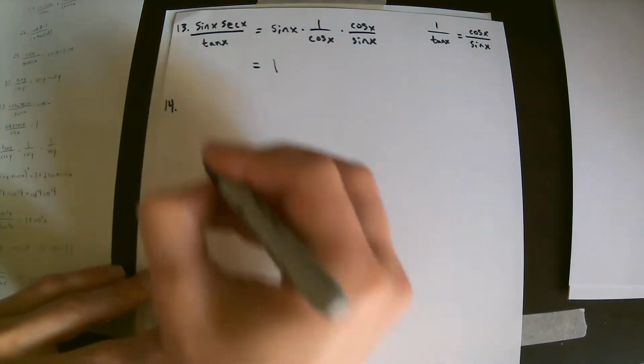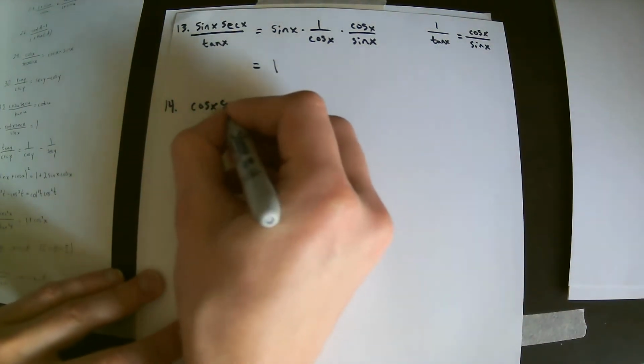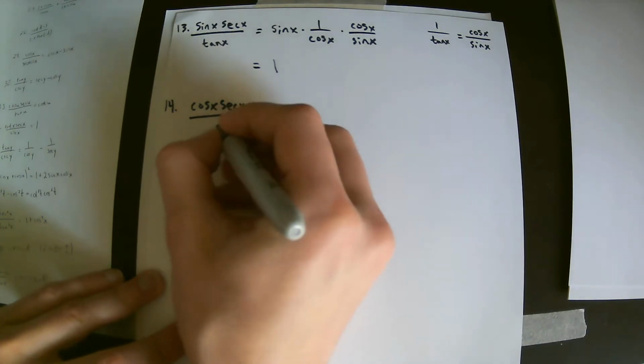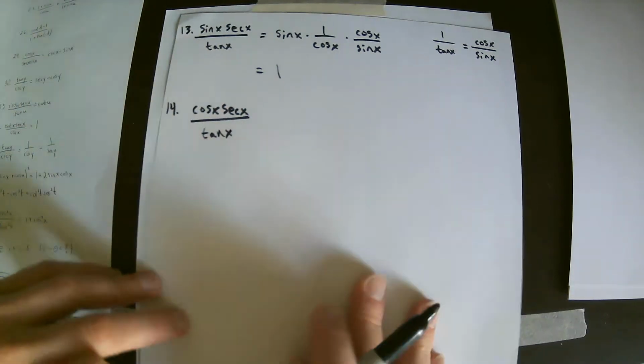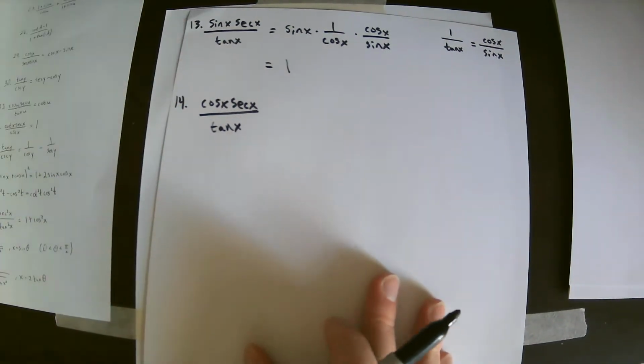Alright. Number 14 says cosine x times secant x over tangent x. So very similar to this one, except the sine has been changed to cosine.